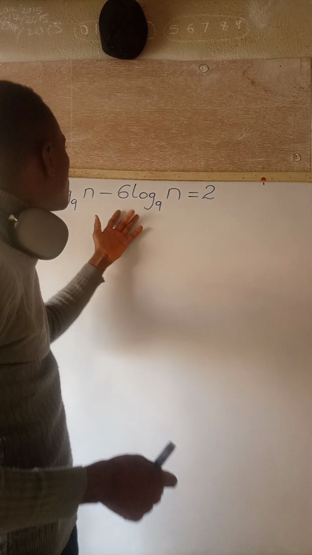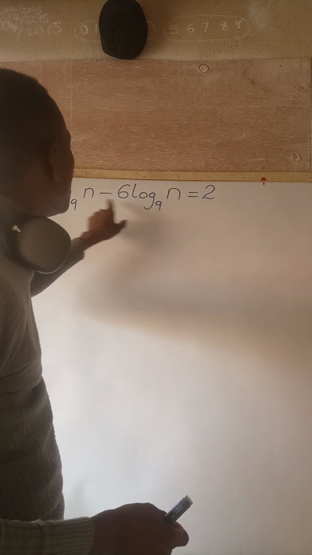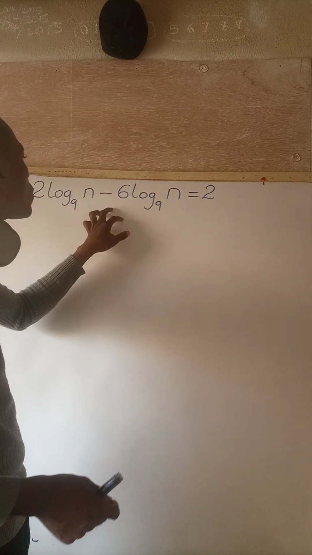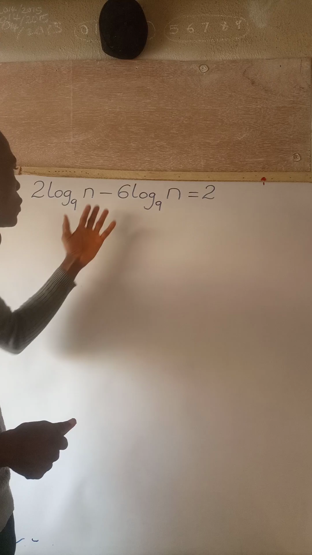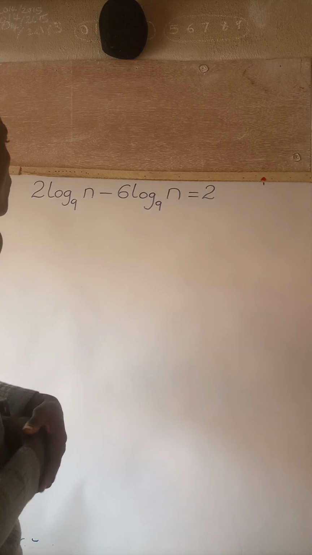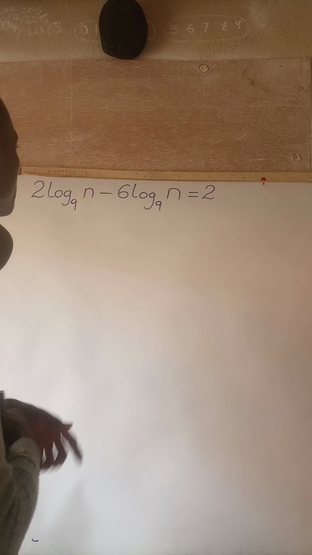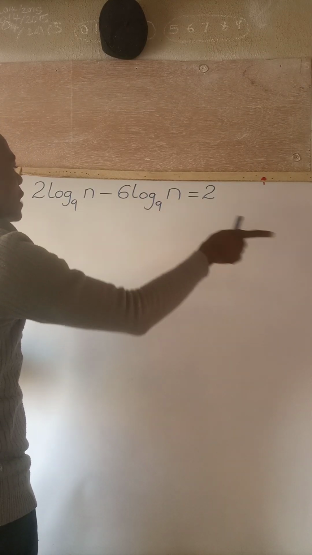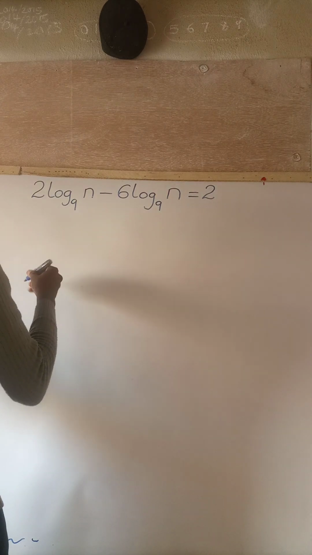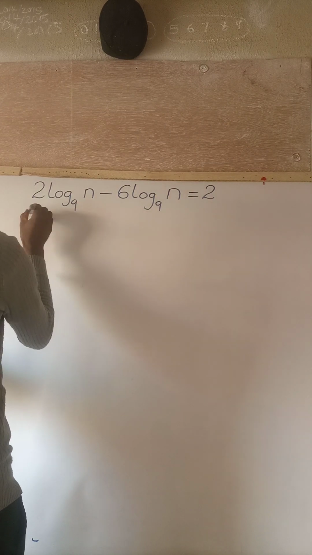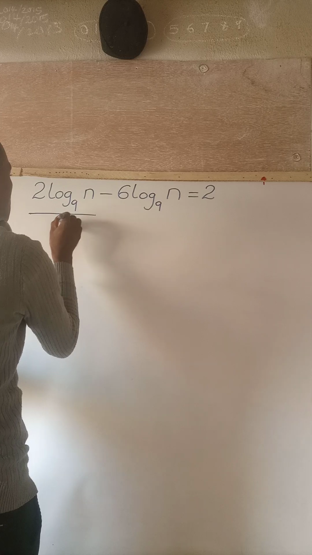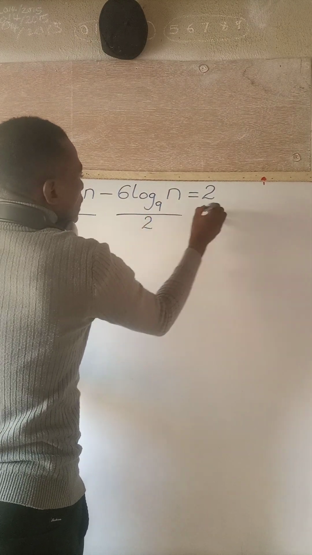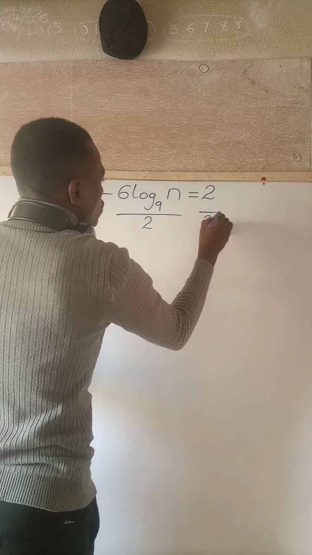When you look at this question, they ask us to find the value of n. You will observe that this question involves indices and logarithm. For us to solve this, the first thing we're going to do, since they have 2 on both sides, is divide both sides by 2. This particular log we divide by 2, this side we divide by 2, and this part we divide by 2 as well.